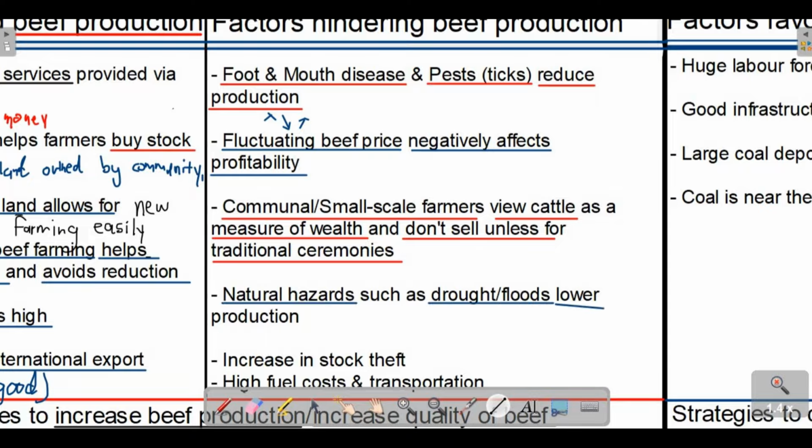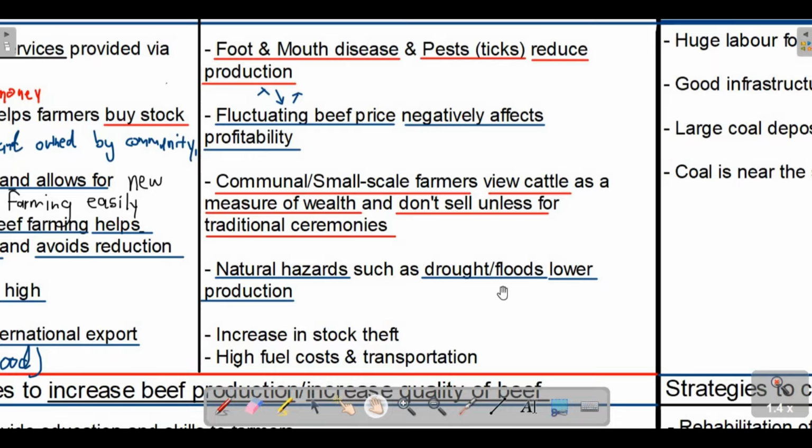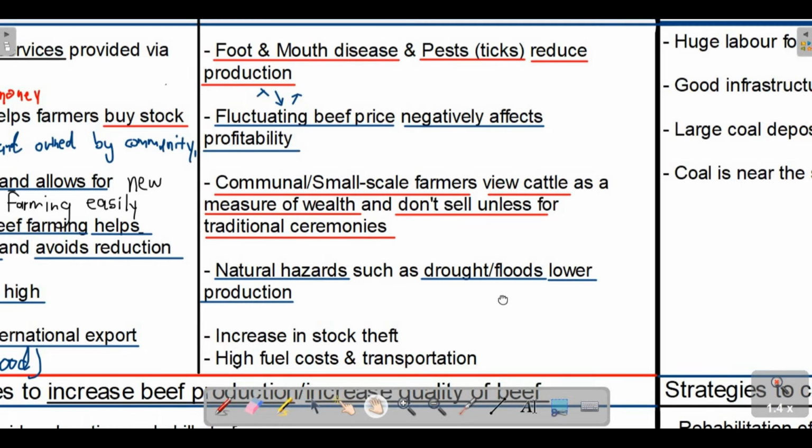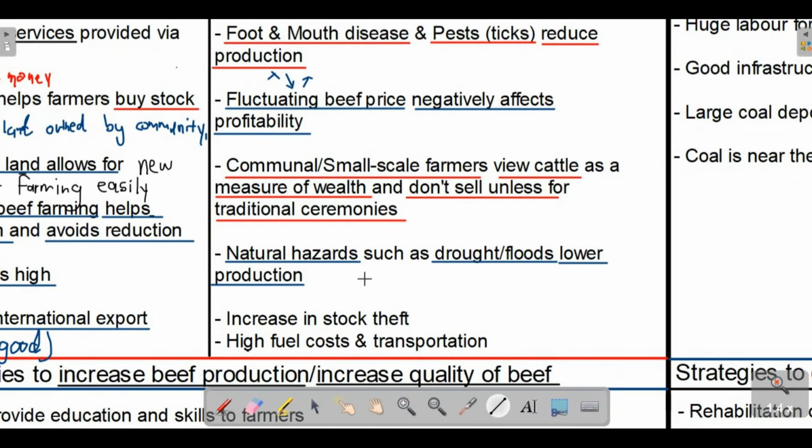You have natural hazards such as drought or floods. These also lower production. So drought, guys, cattle consume a lot of water in one day, and so if you have drought, that means you do not have water. You're going to have to buy water. Cattle are going to get sick, and then you're going to lose them. So it lowers production. Floods occur, and then cattle are drowning, and that's how you lower production. So that's what we mean by natural hazards there.